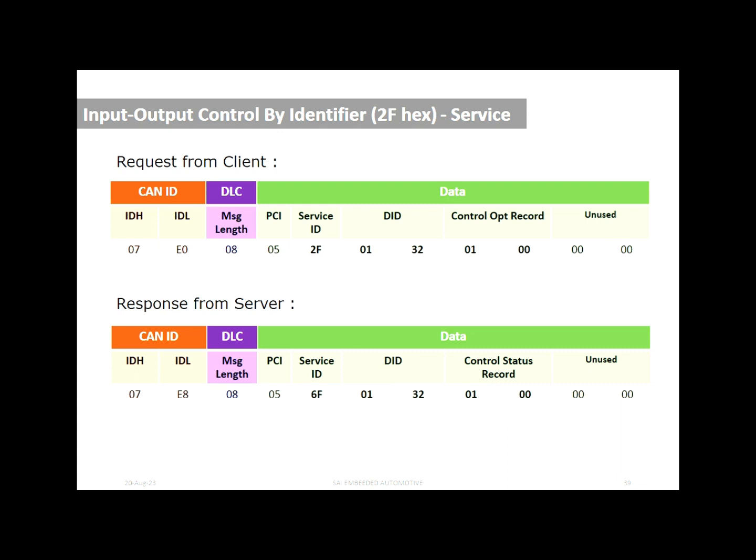We are going to discuss input and output control by identifier. So what is the service ID? It's 2F. The input output control by identifier service is used by the client to substitute a value for an input signal or internal server function and control an output actuator for an electronic system.